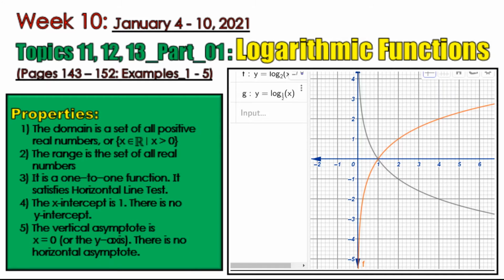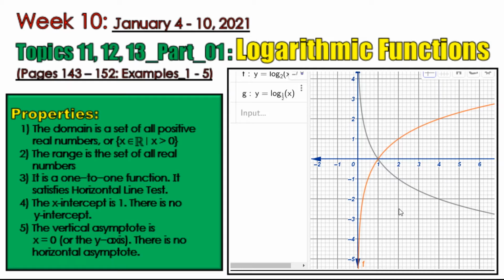The second property, we have the range is a set of all real numbers. Looking at your graph, your first function is this, and this is your second function. All the numbers on your y-axis can be reflected by these graphs. So the values of your y can be positive real numbers, negative numbers, and also 0. So the range would be the set of all real numbers.